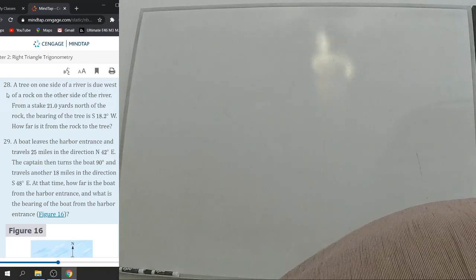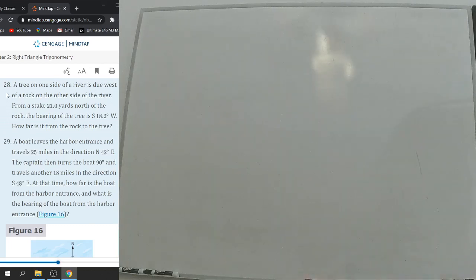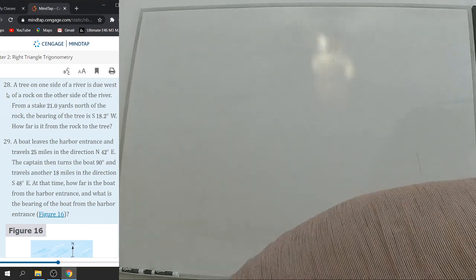So number 28 says, a tree on one side of a river is due west of a rock on the other side of the river. From a stake 21 yards north of the rock, the bearing, there's that word, of the tree is south 18.2 degrees west. How far is it from the rock to the tree? Okay, so I just read through it just to kind of wrap my head around all the words. I'm comfortable with the words.